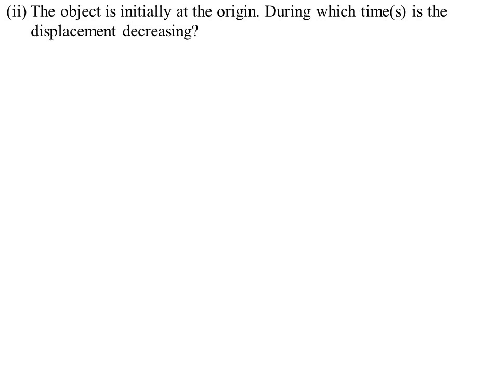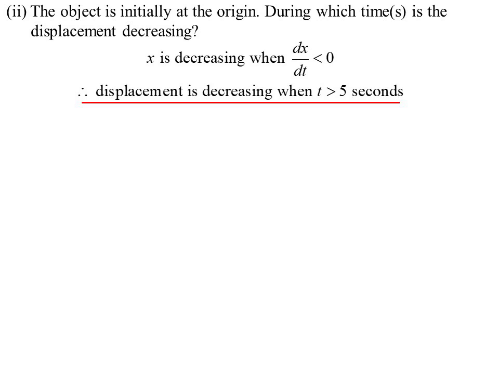The object is initially at the origin, during which time is displacement decreasing? So when is the first derivative less than 0? When is velocity negative? Well, hang on, we've got a velocity time graph, so we can just read that straight off. Well, it's negative after 5 seconds. So that's when it'll be decreasing.